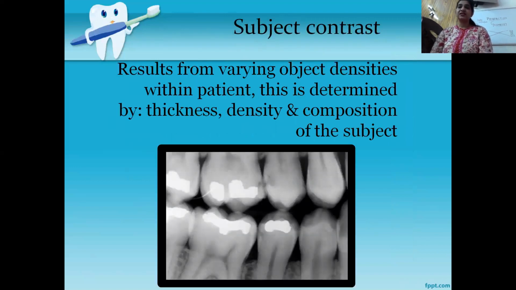Subject contrast results from varying object densities within the patient. This is determined by the thickness, density, and composition of the subject. So it's also the thickness of the object that we are taking a radiograph of. It is determined by the density and the composition of the subject. More restoration is there or less restoration. So that's how the contrast comes. So again we have to see the exposure parameters, adjust according to the patient, and the X-ray tube and the beam alignment should be appropriate. Then only the ideal radiograph will be achieved.